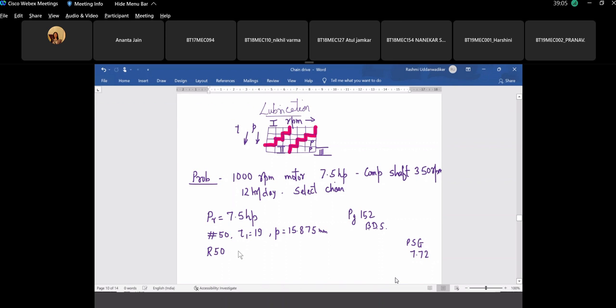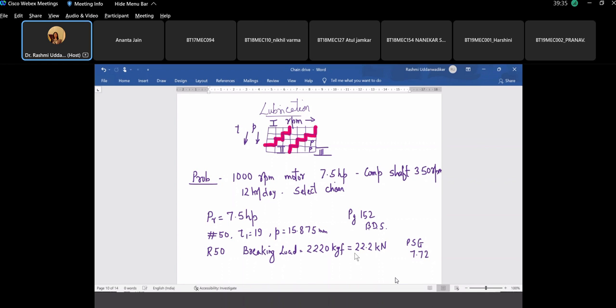Yeah, so the breaking load is given in kgf. Convert this into newtons. In newtons, assuming g as 10, it is 22.2 kilonewton, right?